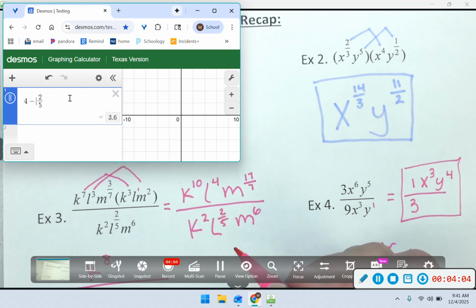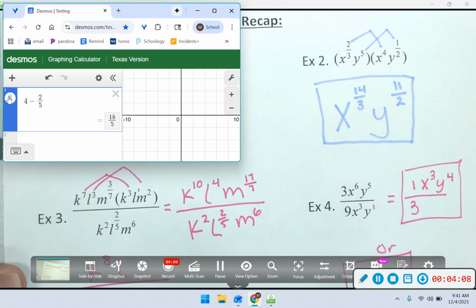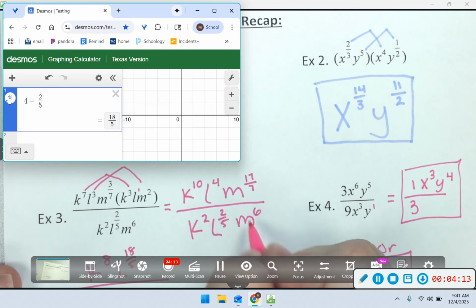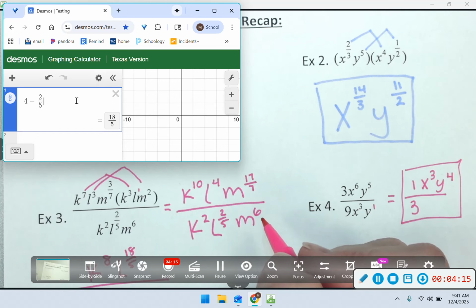So 3.6. And again, I'm given a fraction. We're going to keep it a fraction. So I get L on top, and I have 18/5. More M's. Well, I don't know what 17/7 is.